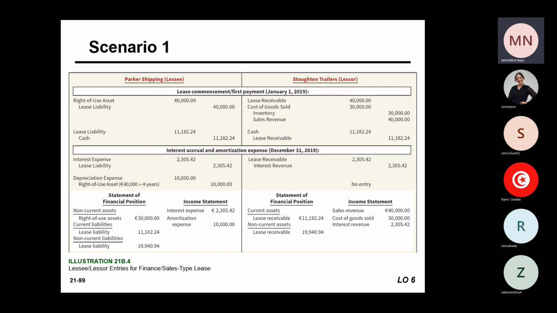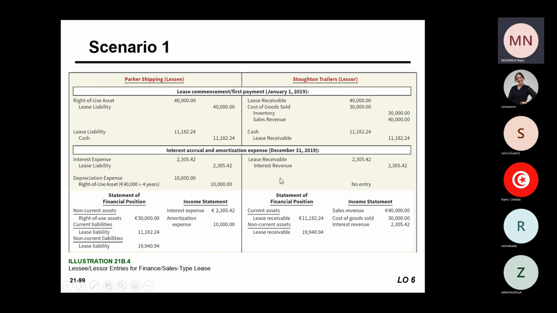For the lessor, we got just an adjusting entry that is related to the interest revenue. So for the lessee, we have to debit interest expense for this amount of 2,305. Of course, we will credit the lease liability, and then we have to debit depreciation expense of 10,000, and the right of use asset will be credited.